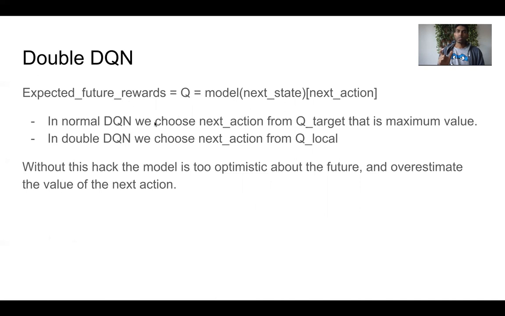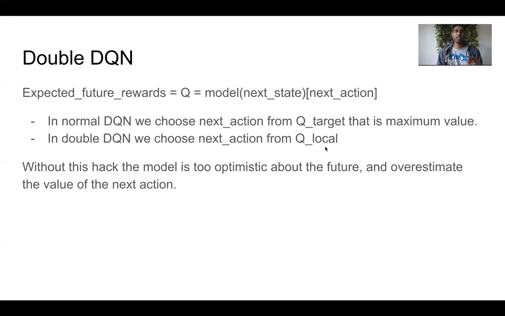Double DQN. Okay, so here we go. The difference between double DQN and normal DQN is the way that we estimate the next action. We know that expected future rewards is the model of the next state and the next action, right? Now, in normal DQN, we chose the next action that maximized Q target. Whereas in double DQN, we choose the next action that maximized Q local instead.